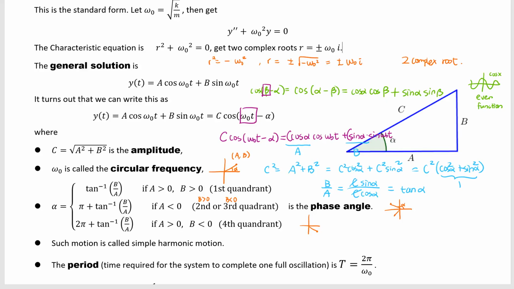It really depends on the sign of A and B. Are they both positive? Then we're in the first quadrant. If the A is negative, then we're in the second or third quadrant. If A is positive, B is negative, then we're in the fourth quadrant.